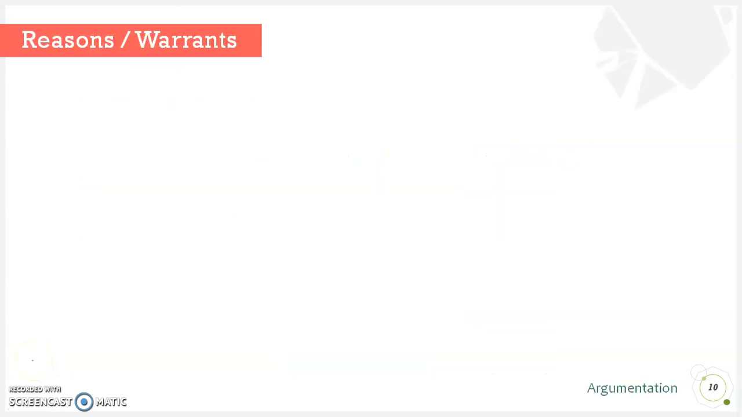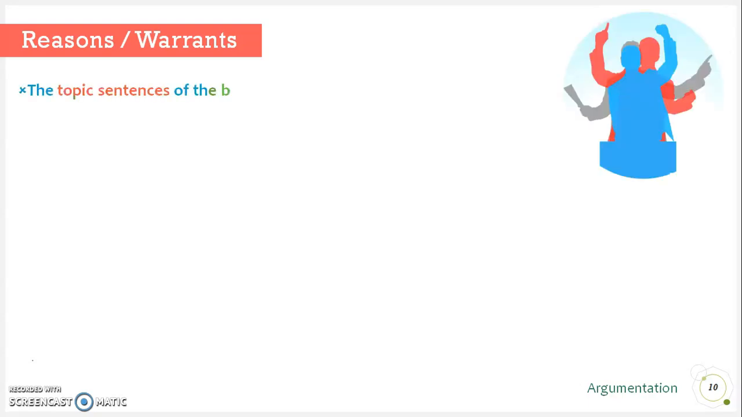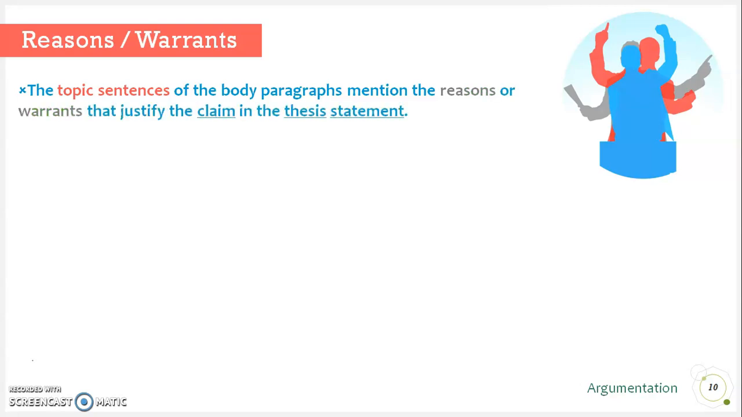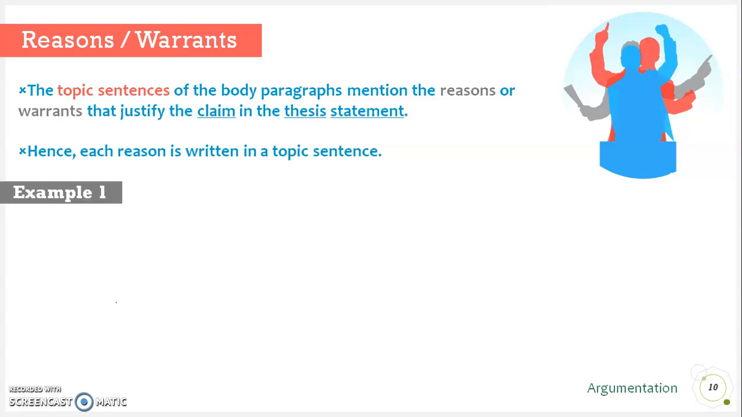Now let's move to reasons or warrants. What do we mean by reasons or warrants, and how do we present them and where? Reasons or warrants should be included in the topic sentences of the body paragraphs. Therefore, each reason is written in a topic sentence. When we have 3 reasons, this means we have 3 body paragraphs, and each body paragraph will begin with a topic sentence that includes the warrant.